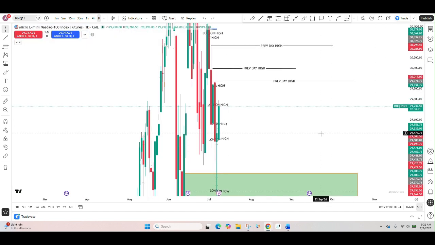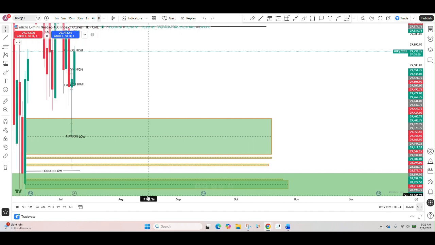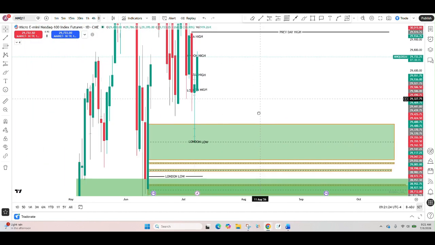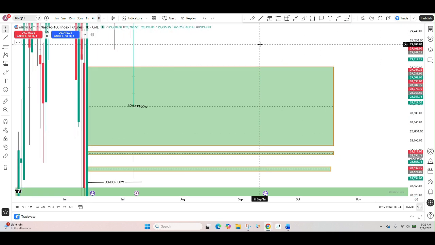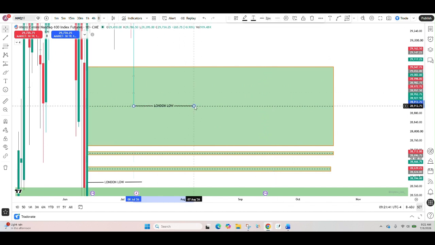Looks like we're in a bullish trend. So yesterday's high was already taken out, nothing to mark, but we can mark yesterday's low, which seems to be the same as the London low. I'm just going to keep the London low and extend it.